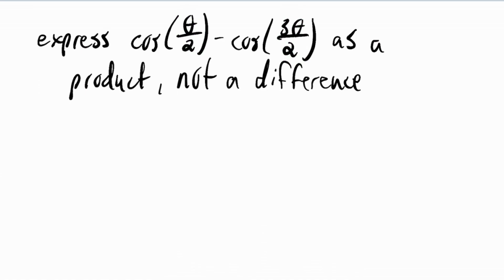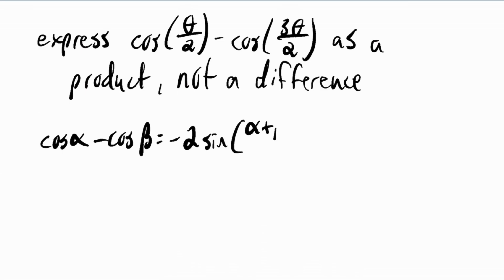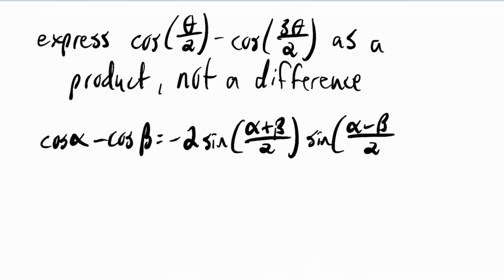So we're going to need to pick out the difference formula for cosine, which is the last one in our list. So the formula or format is cosine alpha minus cosine beta equals -2 times sine of (alpha plus beta) over 2 times sine of (alpha minus beta) over 2. So that's the formula. Now in this case, alpha is going to be theta over 2, and beta is 3 theta over 2.